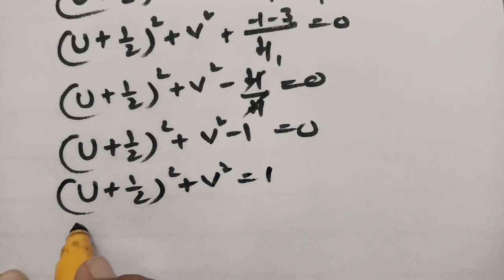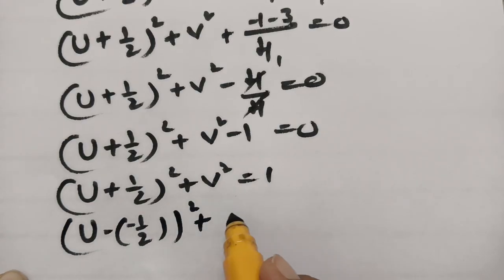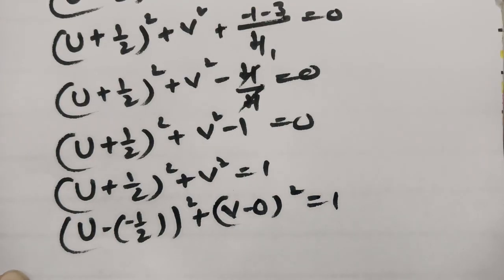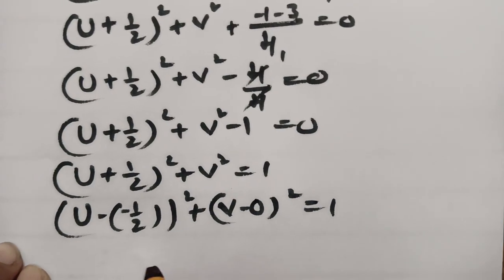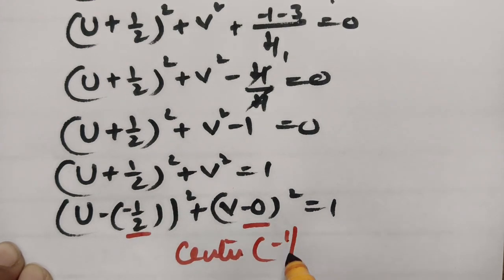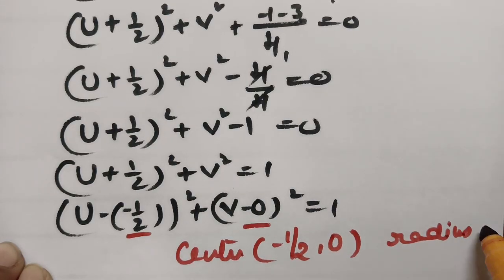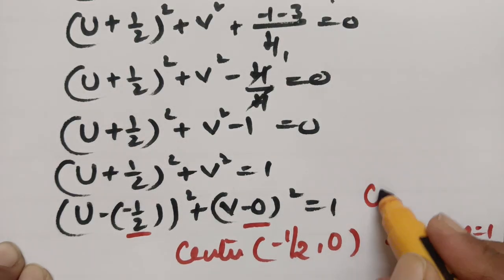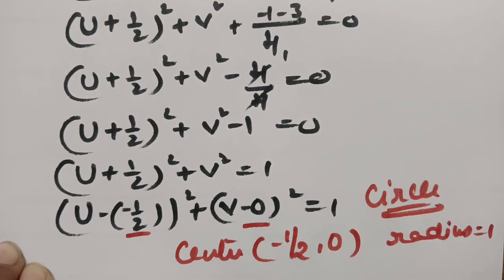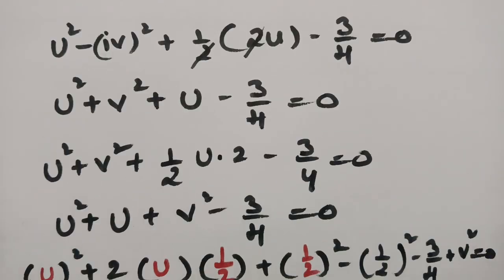So this can be written as U minus of minus half whole square plus V minus 0 whole square is equal to 1. So here if you observe this one, this is a circle equation with center minus half comma 0 and radius 1. So we got a circle equation with center minus half comma 0 and radius 1. So this is the image for the problem, that is mod z is equal to 1.